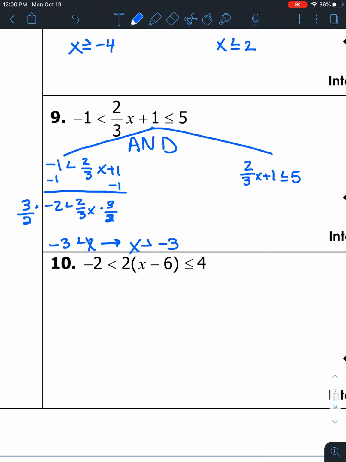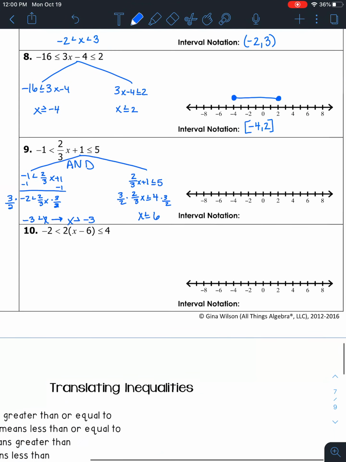Solving this one, I'm going to minus 1 from both sides, so it gets me 2/3 x is less than or equal to 4. Flip and multiply, again with a calculator or by hand, so that'll get you x is less than or equal to 6. All right, let's graph it. So I have x is greater than negative 3, so I'm going to find negative 3, and that is an open circle. Then I'm going to find 6. 6 is a closed circle. And I'm just going to connect them in between.